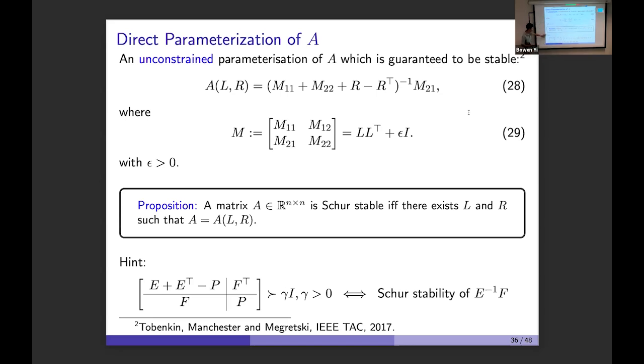There's an interesting finding. If this LMI is satisfied, then we can say the matrix E inverse M F is Schur stable. And in order to guarantee such an LMI, we can just parameterize it as L transpose L, so it's always positive definite. Then we reparameterize the matrix A with some very straightforward calculation. And we can say a given matrix A is Schur stable if and only if we can find the parameters L and R that satisfy this particular form. So this is a necessary and sufficient condition to guarantee a matrix A is Schur stable.